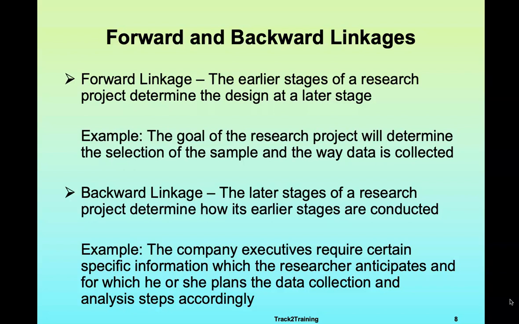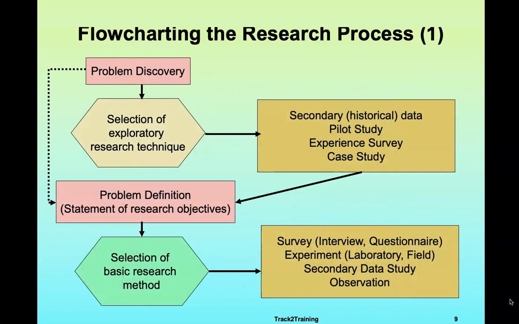Backward linkages mean the later stage of the research project determines how the earlier stages are conducted. For example, the company executive requires certain specific information, which the researcher anticipates, and for which he or she plans to collect the data and analyze the data collected. So the flowchart of the research process is very important.